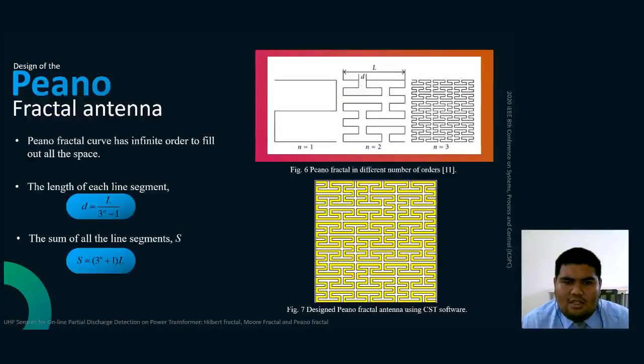Lastly, this is the design of the Peano Fractal antenna. The design is based on the Peano Fractal curve, which has infinite order to fill up all the space. Figure 6 shows the composition of the Peano curve geometry from the first, second, and third order. For the Peano antenna, the length of each line segment D and the sum of all the line segments S are calculated using the equation. Figure 7 shows the design of the third order Peano Fractal antenna with a side dimension of 10 times 10 cm using the CST software.